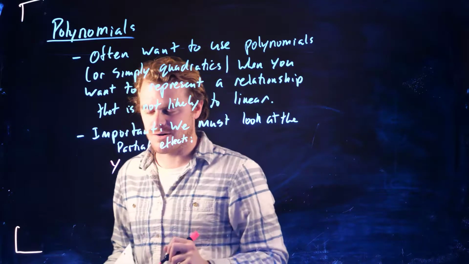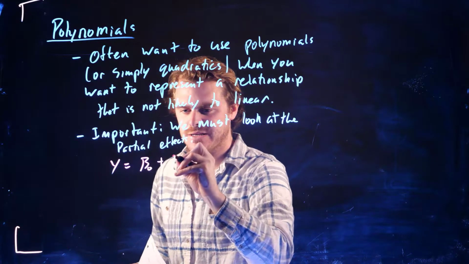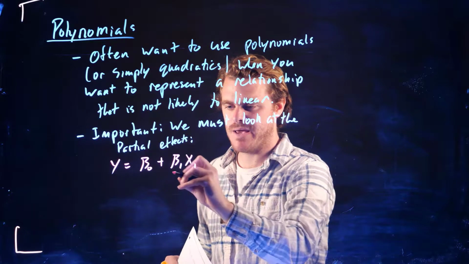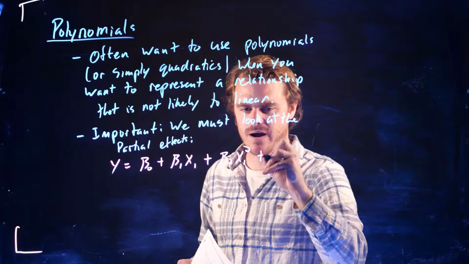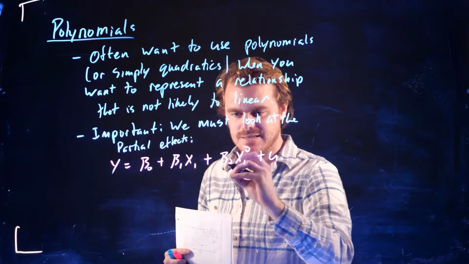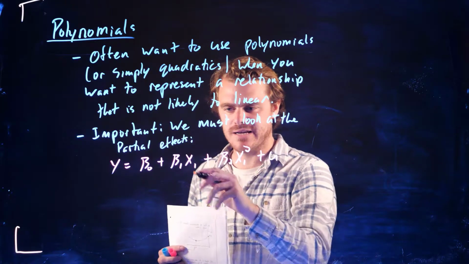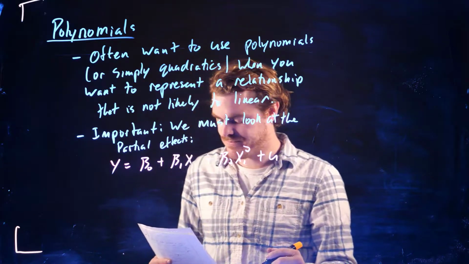So we have our dependent variable y, and let's just keep it really simple. We have two x's. We have x1, so beta 1 times x1, plus beta 2 times x1 squared. So this is a polynomial, right? Because this is a quadratic in x. We're allowing this nonlinearity in this relationship between x1 and y.